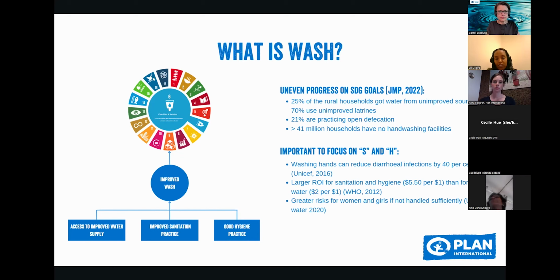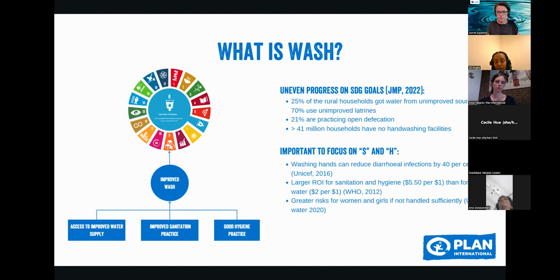In terms of looking at hygiene promotion, over 41 million households do not have a hand washing facility at all. Therefore, it's very important to focus on the S and H components of WASH, as a simple hand washing with soap can reduce many of the diarrheal infections. About 40% of diarrheal infections can be reduced by simple hand washing. This is especially the case for Ethiopia, like many developing countries. In terms of looking at the return on investment, for every $1 invested in sanitation and hygiene, there is a return of $5 as compared to $2 for water.